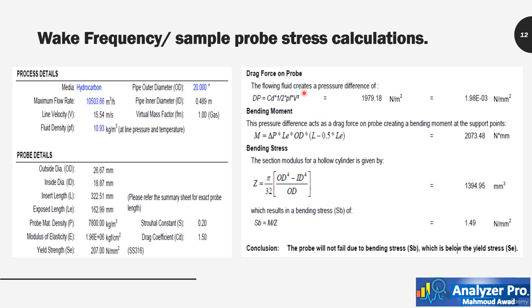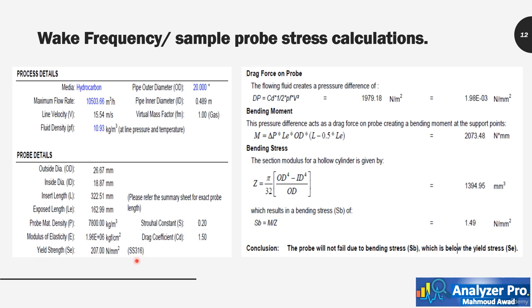To confirm that the probe will not fail due to bending stress, we need to calculate the bending stress that results from the drag force on the probe. We need to make sure that it is well below the yield stress point of the probe material, which is equal to 207 Newton per millimeter squared for stainless steel 316.